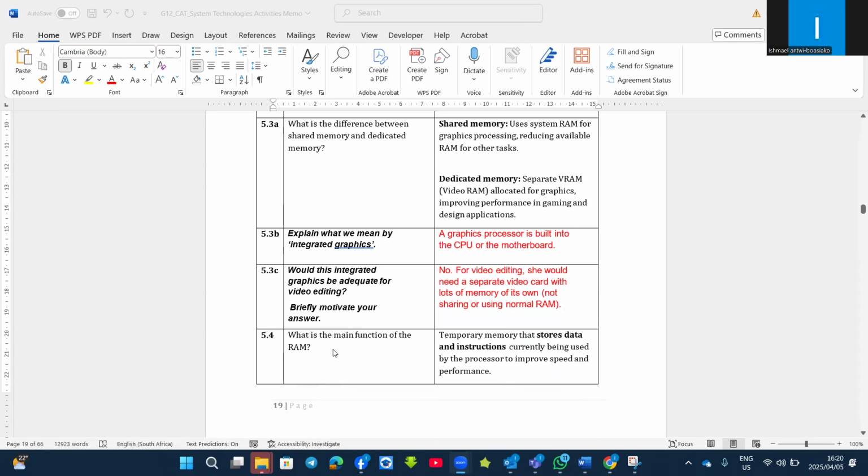5.4, what's the main purpose of RAM? RAM is a temporary memory that stores data whilst the computer is on. The moment you switch off the computer, whatever you kept on the RAM will be deleted. In other words, RAM is volatile. It keeps the data only when the computer is on, temporarily.